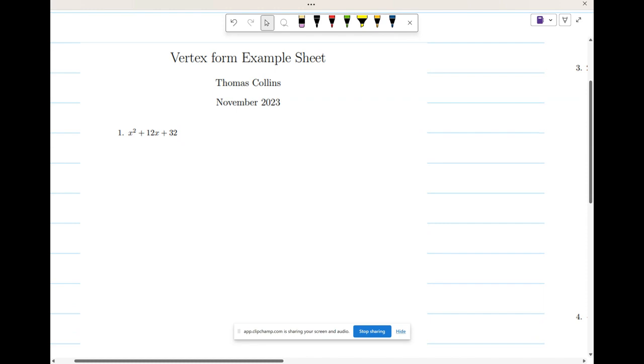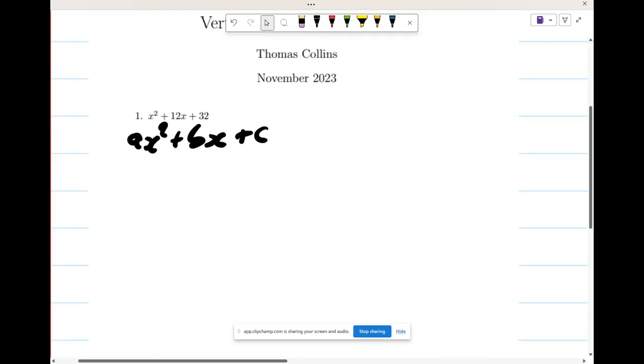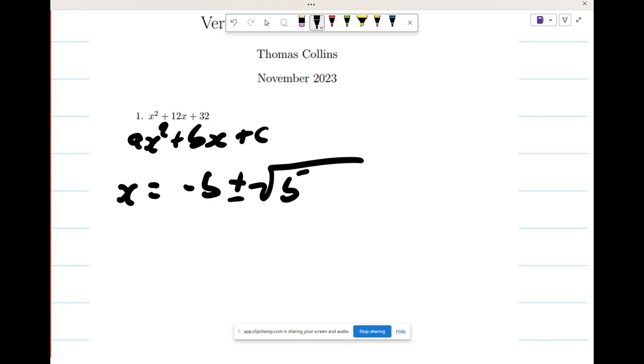So when we have a quadratic like this, it's usually written in the form x squared plus bx plus c, and we're used to this. From this we can find out what x is by using the minus b formula, so minus b plus or minus the square root of b squared minus 4ac all over 2a, where these are just a, b, and c.